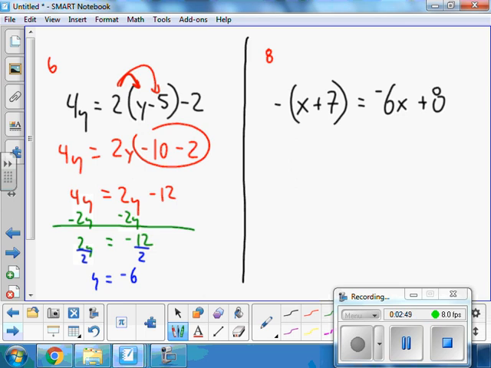All right, once you go ahead and do number 8, just keep in mind that this negative on the front is saying negative 1. You're distributing the negative 1 to both pieces. I'm going to press pause and work it out. Let's see how we both do.